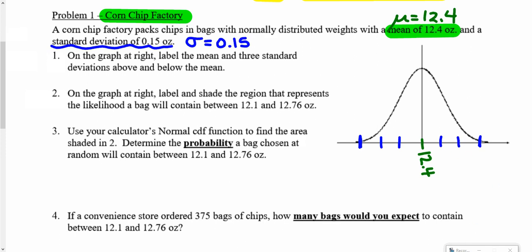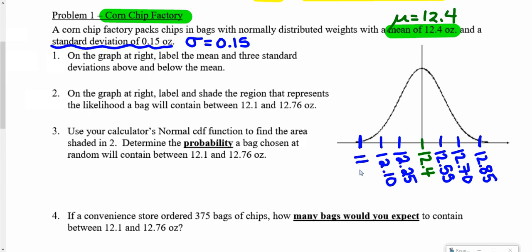So my standard deviation is 0.15. So if I'm going to the right here, I'm going to take the 12.4 and I'm going to add 0.15. So I'd have 12.55. If I add another 0.15, it would be 12.70, and another would be 12.85. And if I go below the mean, I would be subtracting 0.15 every time. So I would have 12.25 ounces, or 12.10 ounces, or if I subtracted another 0.15, I would have 11.95 ounces.